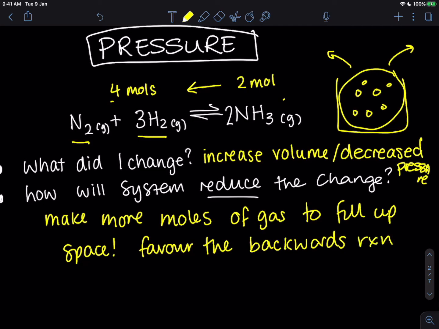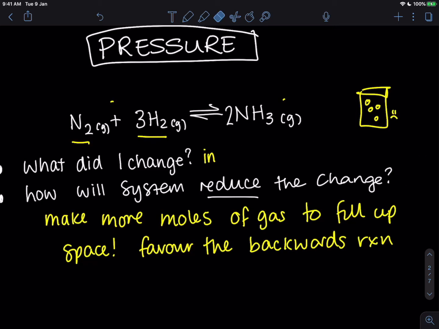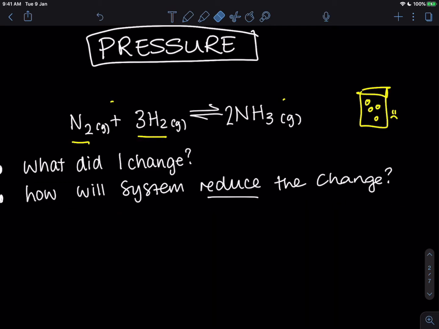Conversely, if I took the same system and stuffed it back into a much smaller jar and put the lid on, they're all very squished in there. There's far too many molecules in this space for the system to be happy. So what have I changed? I have decreased the volume, or I have increased the pressure. I've squished them all together.